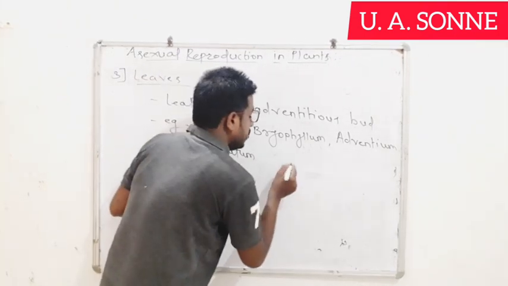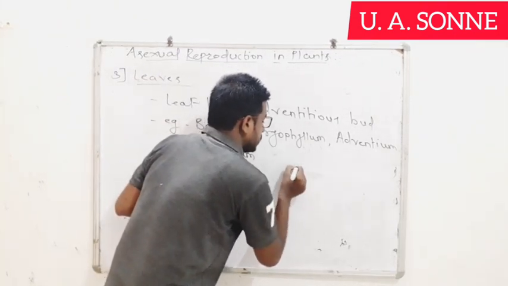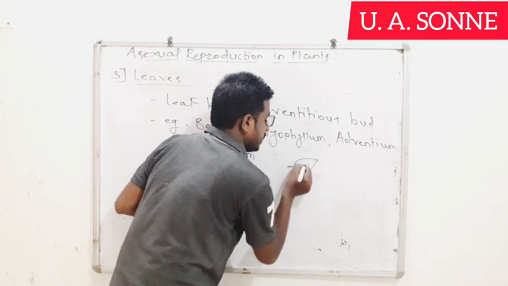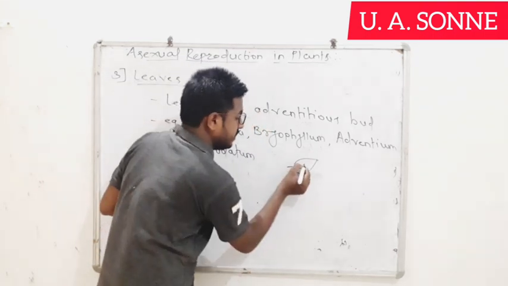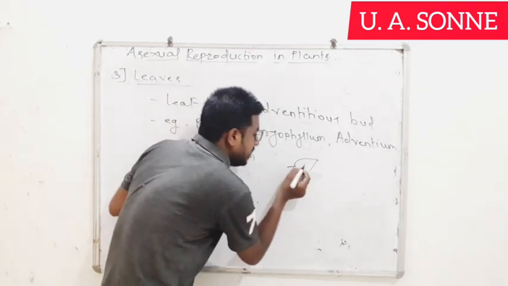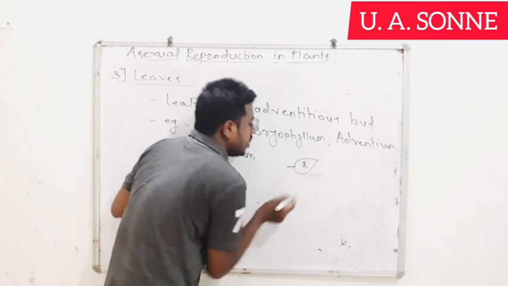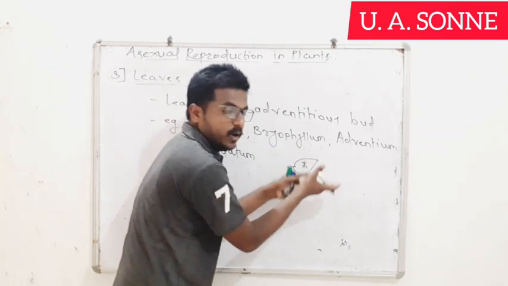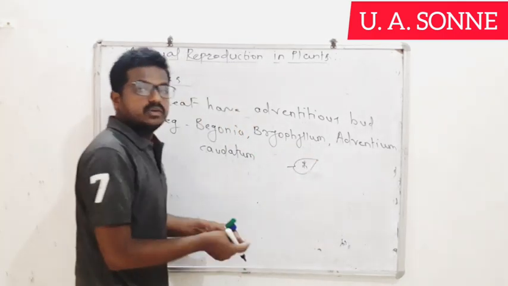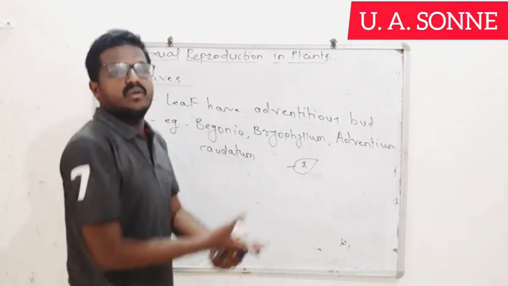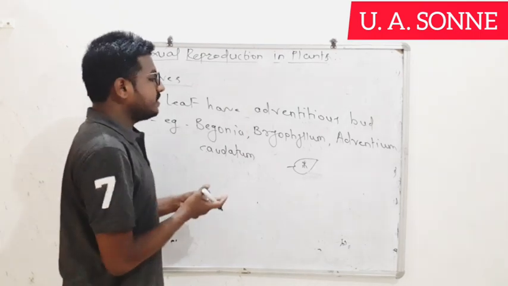For example, this is the leaf which has an adventitious bud. This is the adventitious bud. On the leaf itself, it starts to give rise to adventitious roots and the aerial shoot. Once it detaches from the leaf and falls down onto the soil surface, it starts to develop as a new individual.